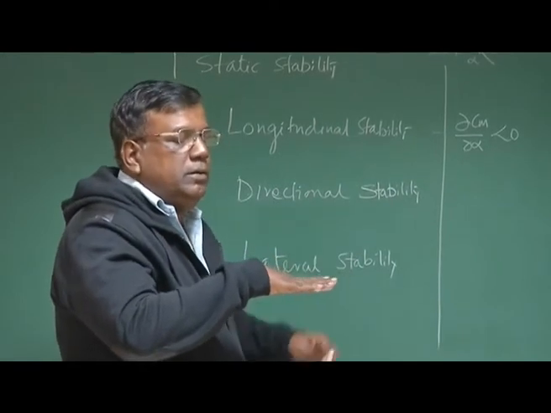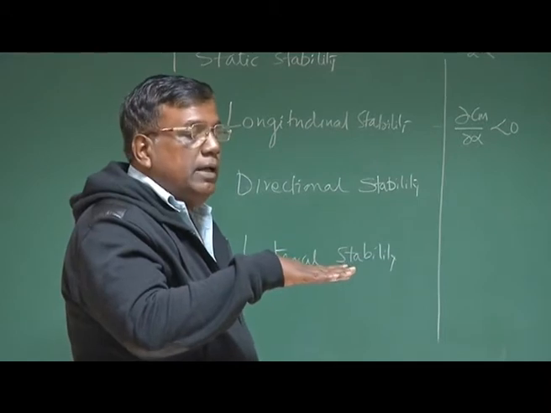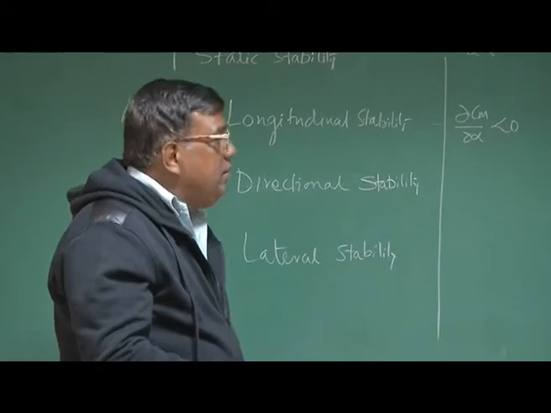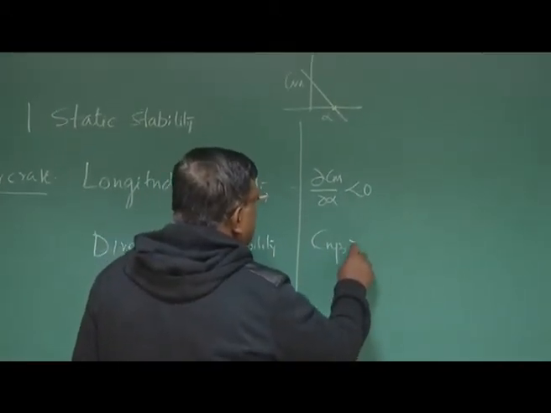Similarly, for directional stability, we realized if an airplane is going straight like this, and because of crosswind there is a beta introduced, the airplane should have an initial tendency to nullify that, so it will turn the airplane or generate a positive yawing moment. So we said Cn beta greater than 0.